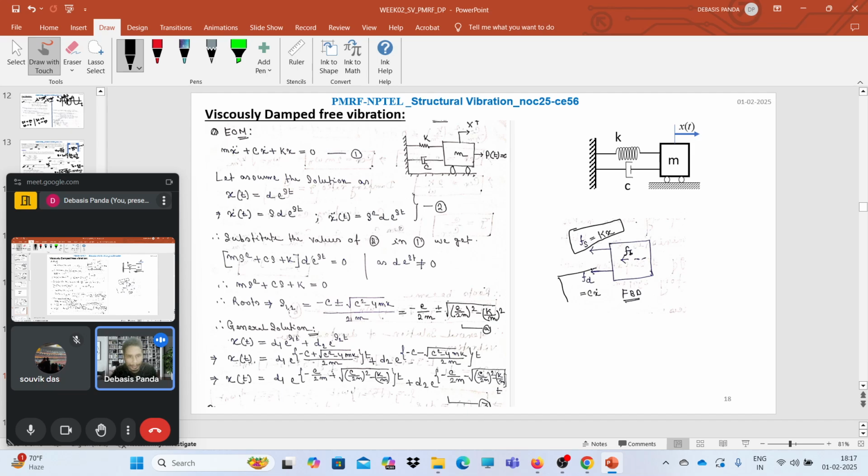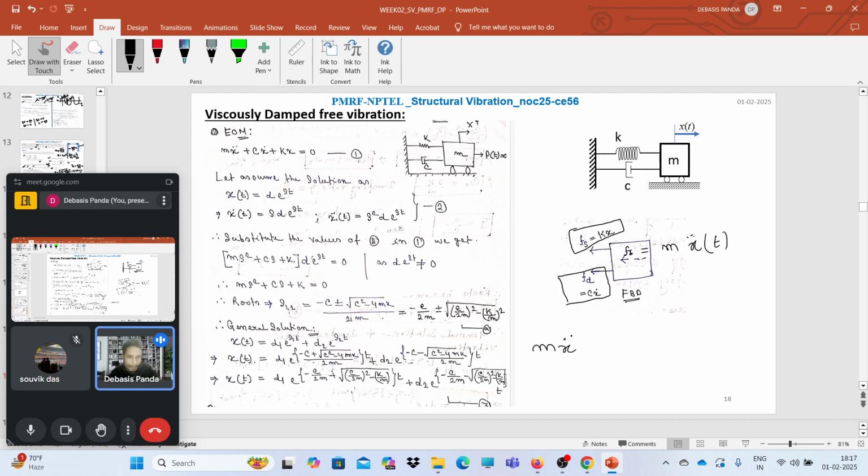Damping force Fd is equal to C times x dot. We have the inertia force Fi, so the inertia force will be nothing but m x double dot of t. Now, if we write the equation of motion for this system, what will it look like?